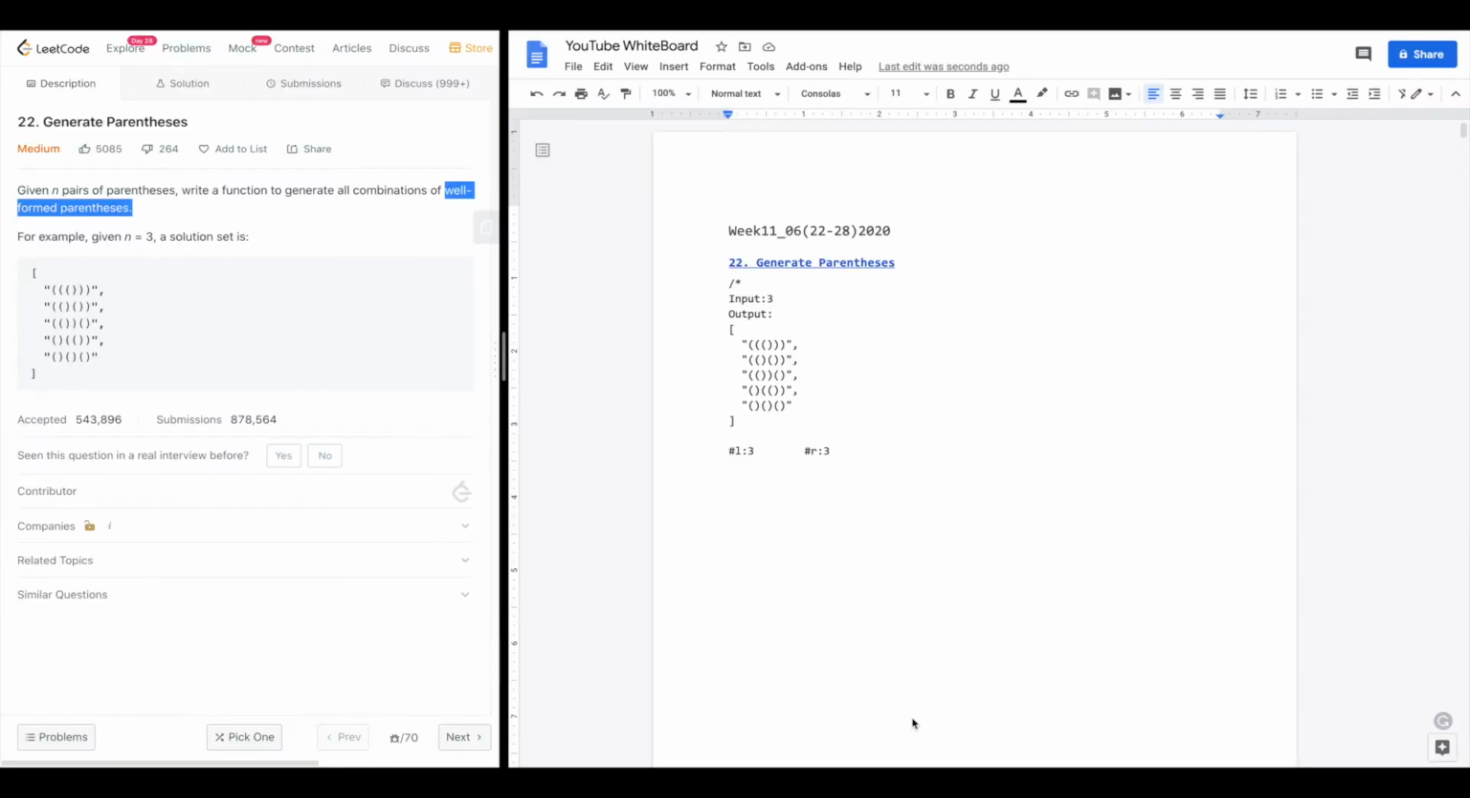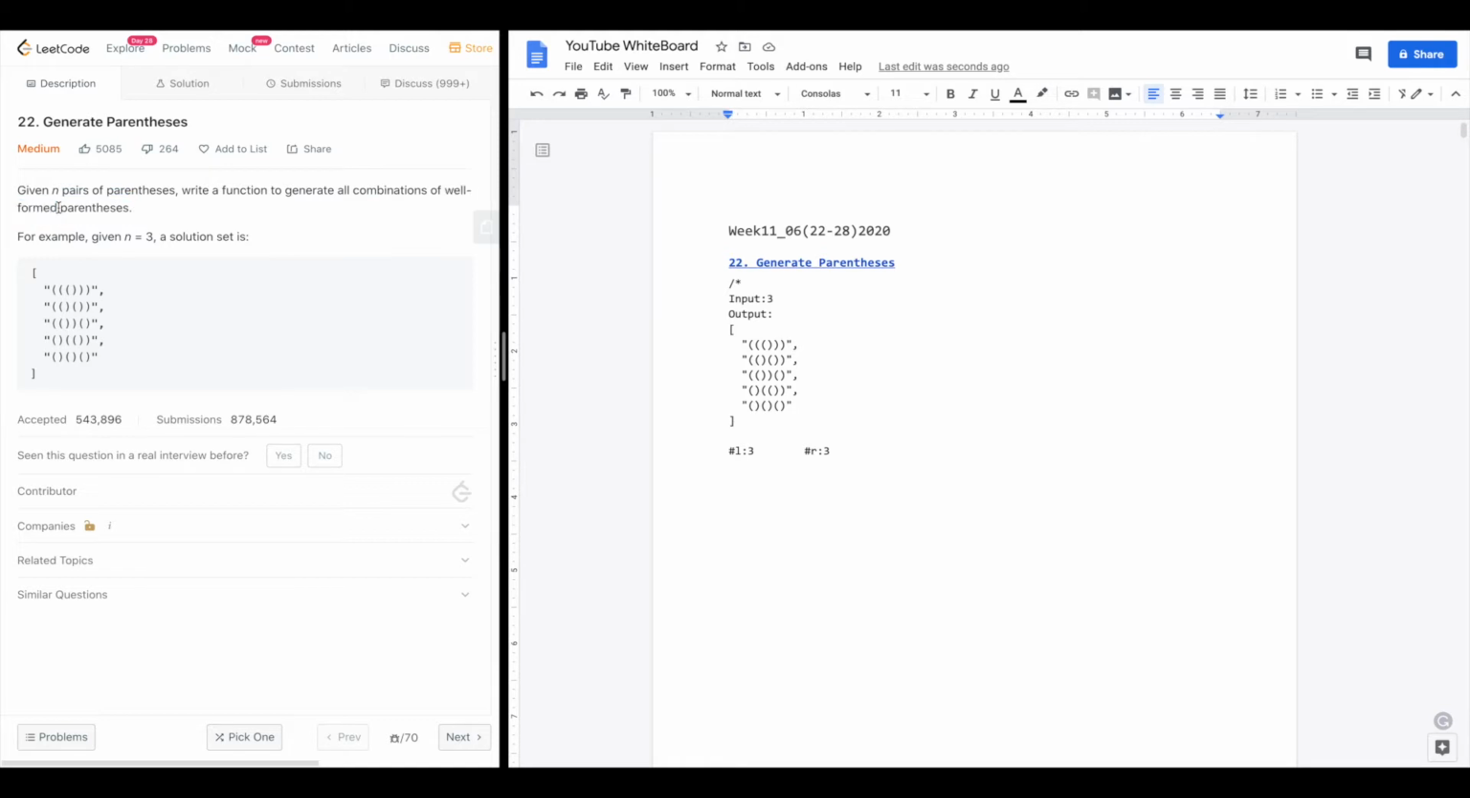Hey there, today I'm going to go through LeetCode problem number 22, Generate Parentheses. The question is: given n pairs of parentheses, write a function to generate all the combinations. The keywords over here are combination and well-formed parentheses.